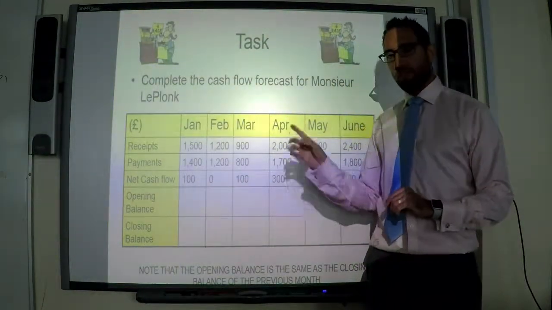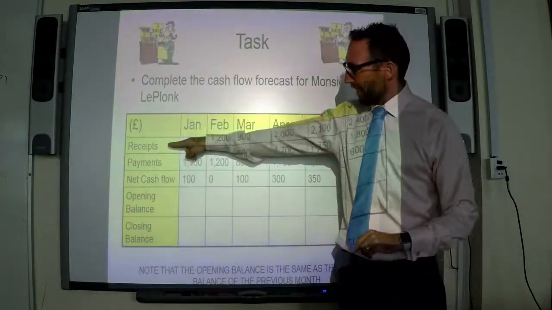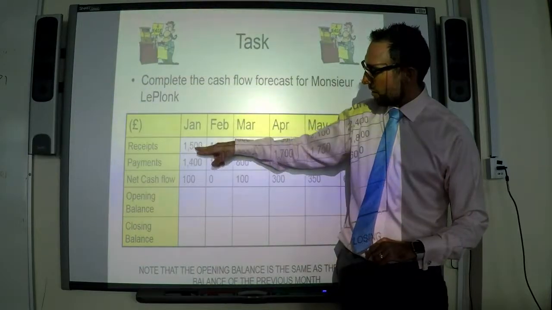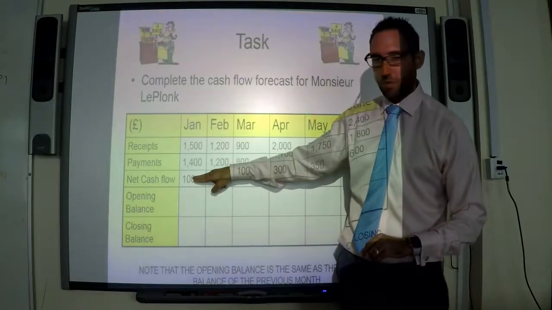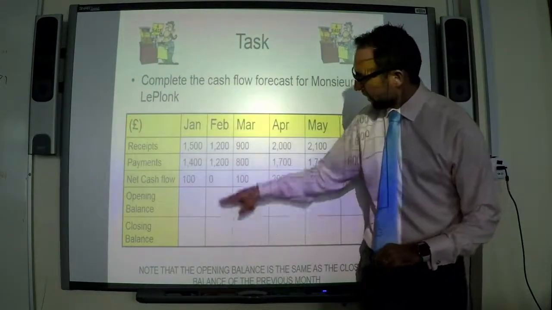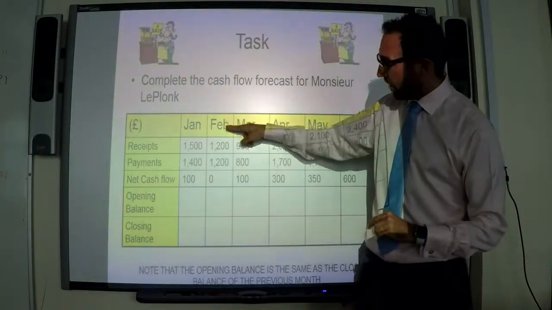What I want you to think of this like, this is basically your bank account. This is what's coming into your bank account in January. This is what you're spending in your bank account in January, and this is the difference between the two. If we look at this column here, this is February. So this is the bank account, what we predict, what we think will happen in February.